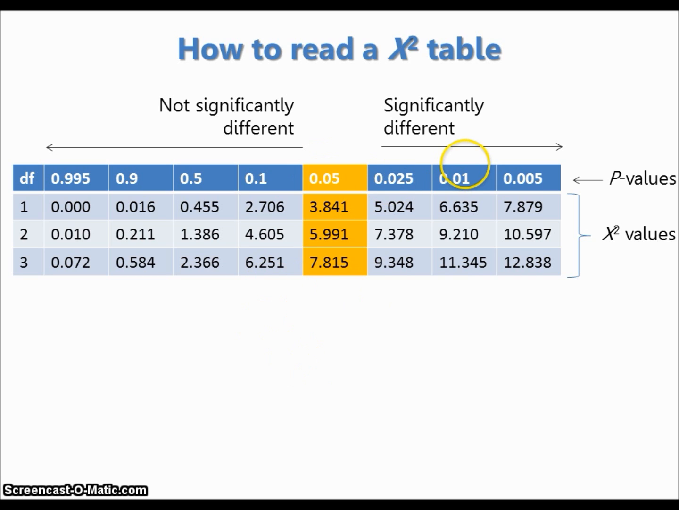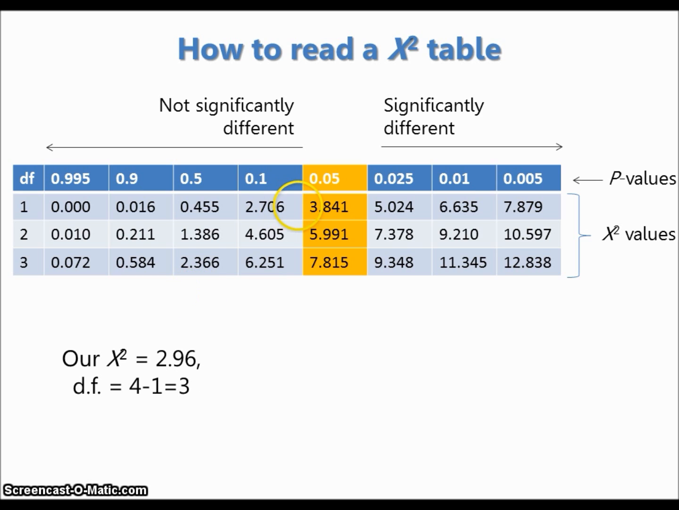If you have chi-square values that are greater than the chi-square values in this column, you have significant difference between your two data sets, your observed and your expected. If you have chi-square values less than the values in this column, you tend to have not significantly different observed and expected data sets.